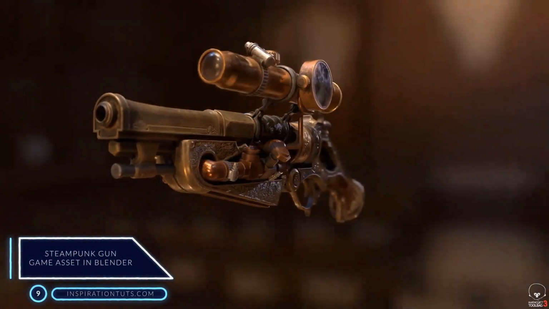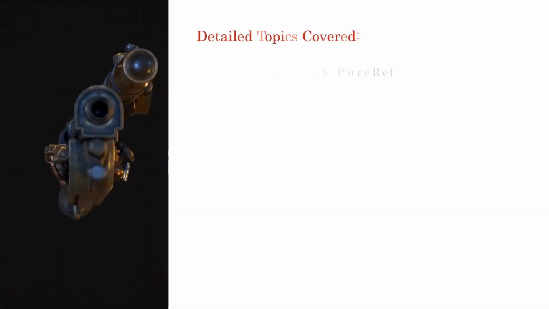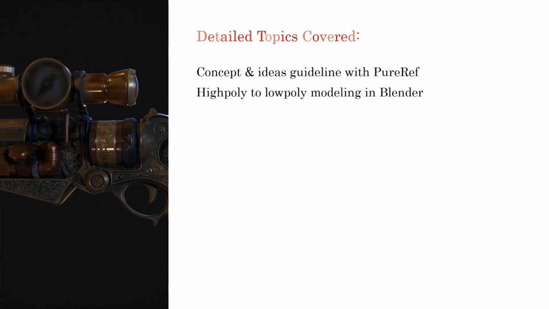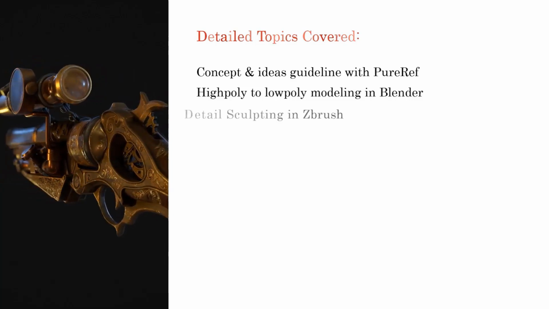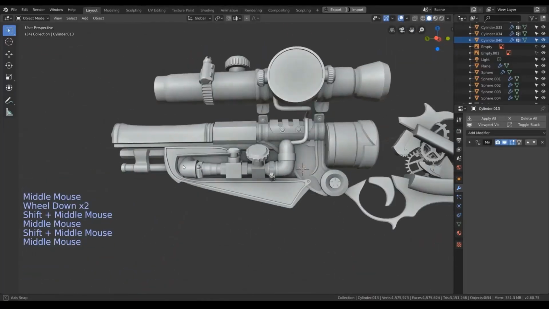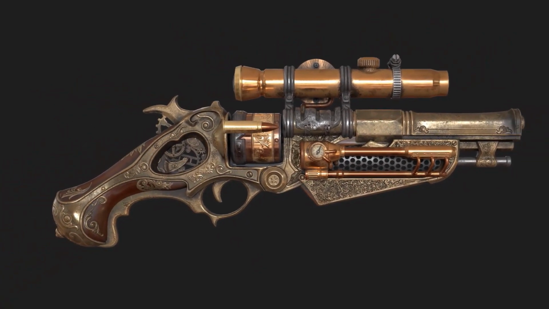This course will teach you how to create a steampunk gun game asset, starting from concept art and ideas guidelines using PureRef, which is a free software that is mostly used for collecting reference images, ideas, and inspiration. After you know what exactly you're gonna do, you will start working on the high poly and low poly mesh modeling in Blender, in addition to detailed sculpting in ZBrush.